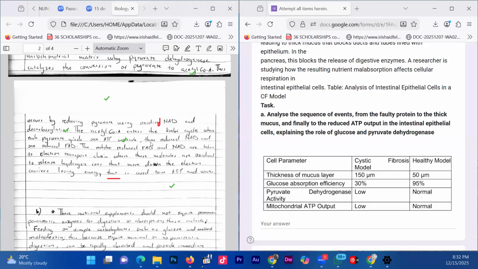Decarboxylation. Okay, that's good. The acetyl-CoA, what does the acetyl-CoA do? The acetyl-CoA enters the Krebs cycle where each pyruvate molecule yields one ATP molecule, three reduced NAD and one FAD. Okay, that's good. In the electron transport chain.